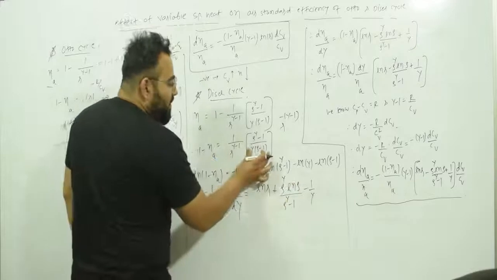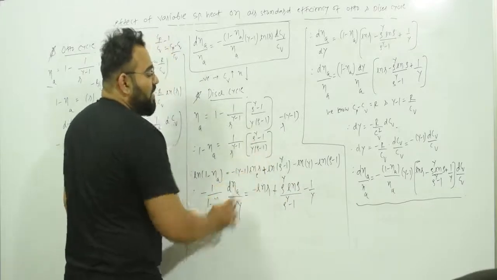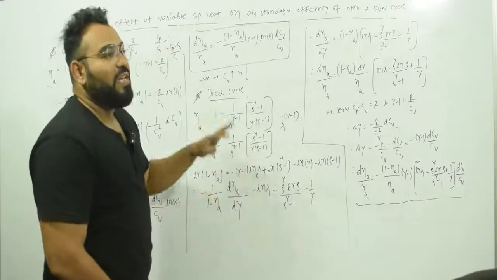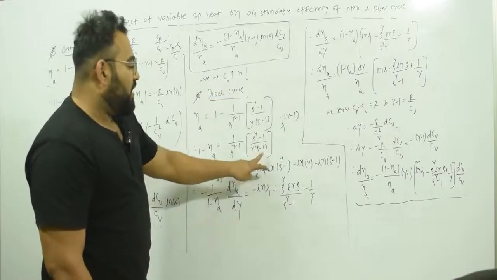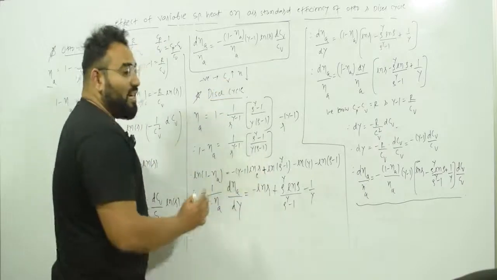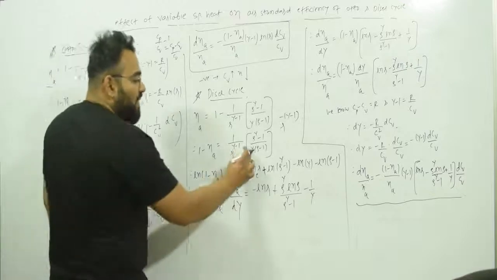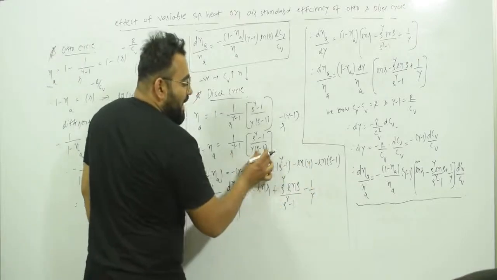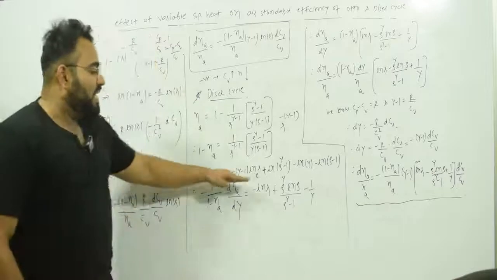Same way, this term is in division, so there will be a subtraction. You know that ln of a upon b is equal to ln a minus ln b. So this denominator term will have a minus sign, because that is the law of logarithm. So this is minus ln of gamma rho minus 1. So it will be something like this.